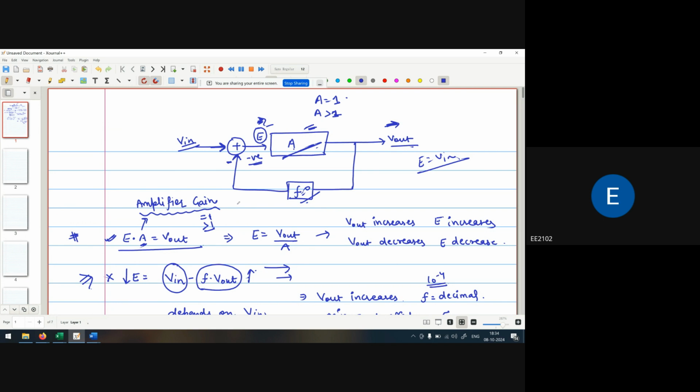So this block is always used, but whether feedback is required or not is separate. That's why the condition is that E multiplied by A is V out all the time. But this condition is only favorable when feedback is required. If not required, the value of f is 0 and E is simply V. So there is no dependent relation between E and V out. That's why we are using the first equation every time.